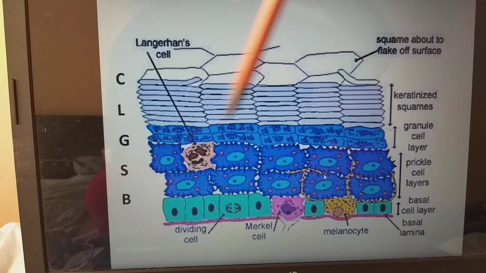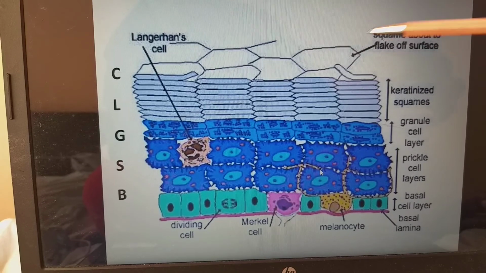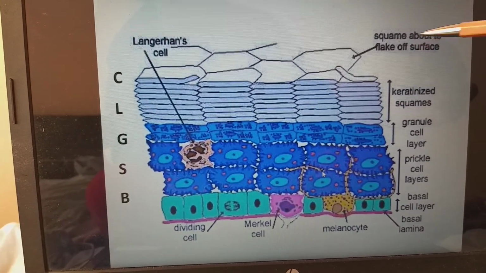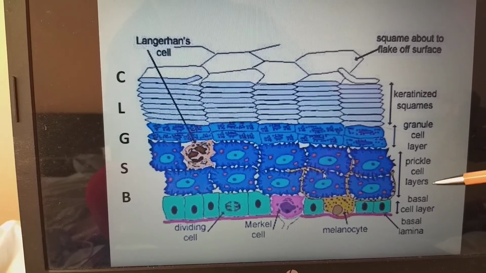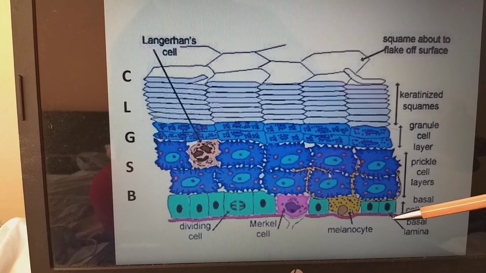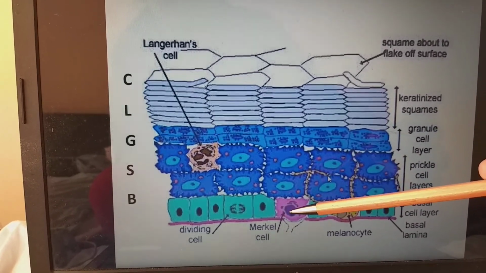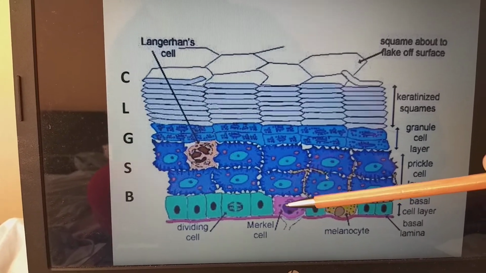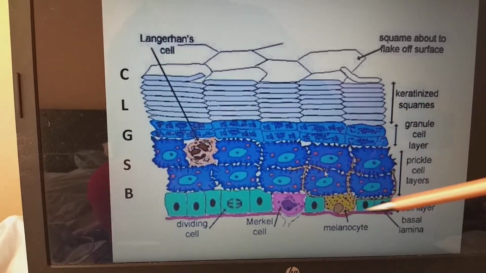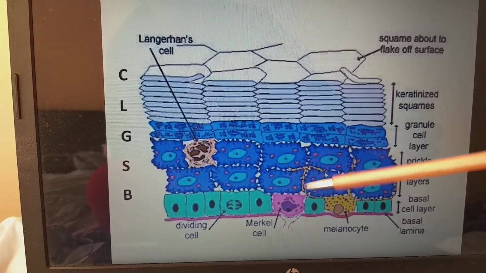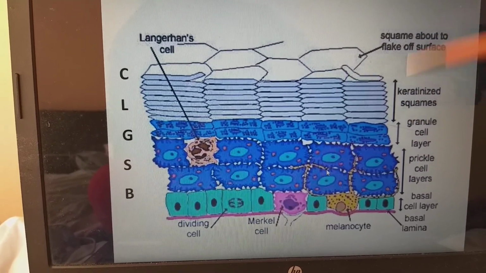So these are the Langerhans cells. We have the Langerhans cells here. This is the squame, the flake of the surface. The dead cells keep on being worn off day by day. So these are the keratinized squamous layer, granular cell layer, prickle cell layer, basal cell layer and basal lamina. Here we have the melanocytes, which produce the skin color. We have the Merkel cells, which detect light touch or crude touch. These are dividing cells. All the layers come from the basal cell layer only. This division differentiates into the keratinized layer, granular layer, prickle cell layers, all the different layers.